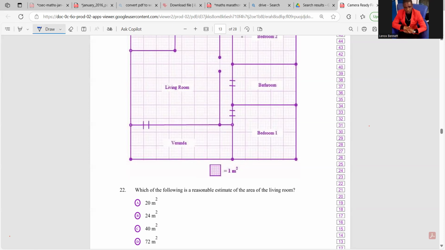All right. So this is the living room, right? They want us to find the estimate for the living room. So what we can do is count the main boxes, because that's the area. It's how many squares it takes up, right? So this would be 7, 8, 9, 10, 11, 12, 13, 14, 15, 16, 17, 18, 19, 20, 21. So we pass 20, so I count this, right? 21, 22, 23, 24, 25, 26.